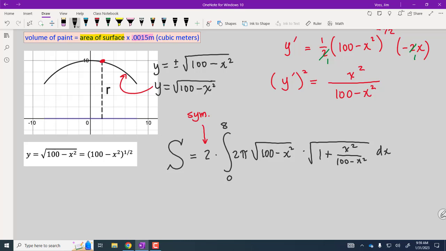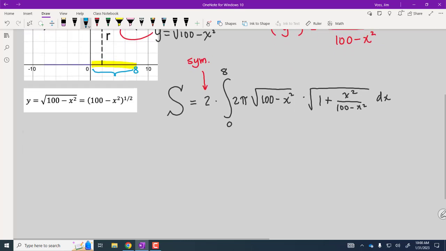So that will be our full setup then. And our symmetry, we are just looking at this part, 0 to 8. So we're going to go on that interval, 0 to 8. Or you could go -8 to 0 and double it also. That would work.